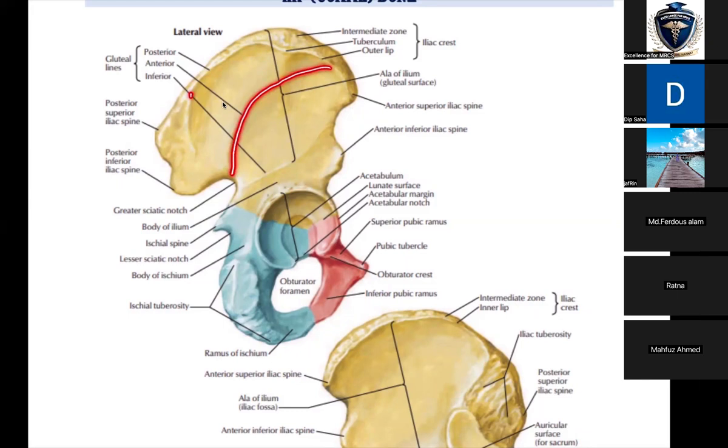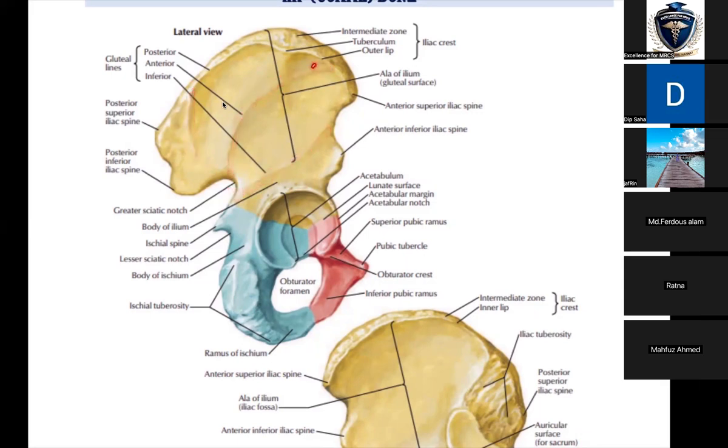This is called the anterior gluteal line, this is called the posterior gluteal line, and this is called the inferior gluteal line. So how many gluteal lines are present on the gluteal surface? There are three gluteal lines.